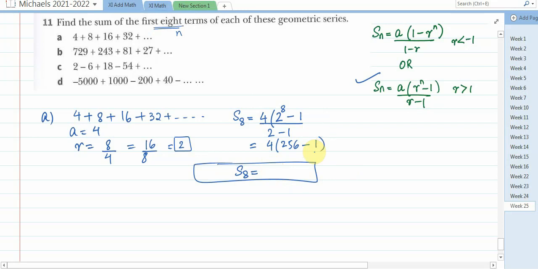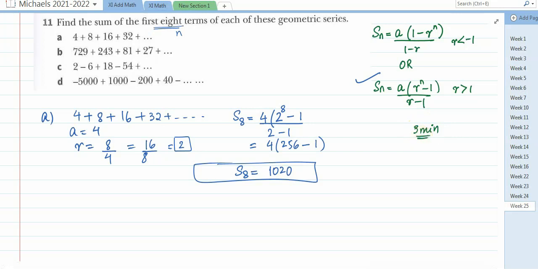256 minus 1 leads to 255, times 4, it's 1020. So that is your answer, 1020, the sum of the first 8 terms. First you need to write down the solution in your copy, and for that part you have a time of 3 minutes, so start. Alright, once you have done part A, I hope that all of you are clear on the concept of how to find the sum of specific terms.